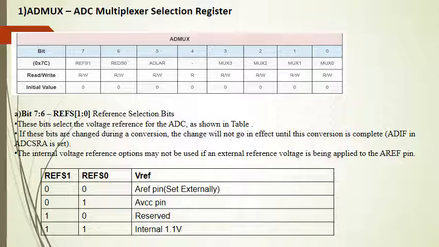Also, one thing we have to make sure of is that when the conversion is taking place, suppose we have given a voltage of maybe 2 volts, and that 2 volts is getting converted into its equivalent digital value, and if while the conversion is in process we try to change the 7th and the 6th bit, that means we are trying to change the higher reference value, then the reference will not be changed. It will be changed only after the conversion has been completed.